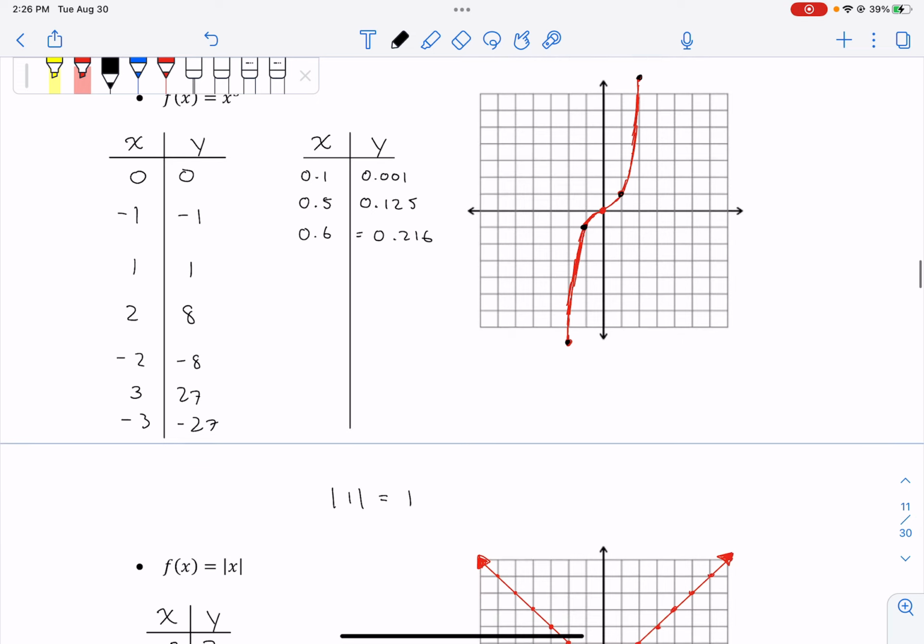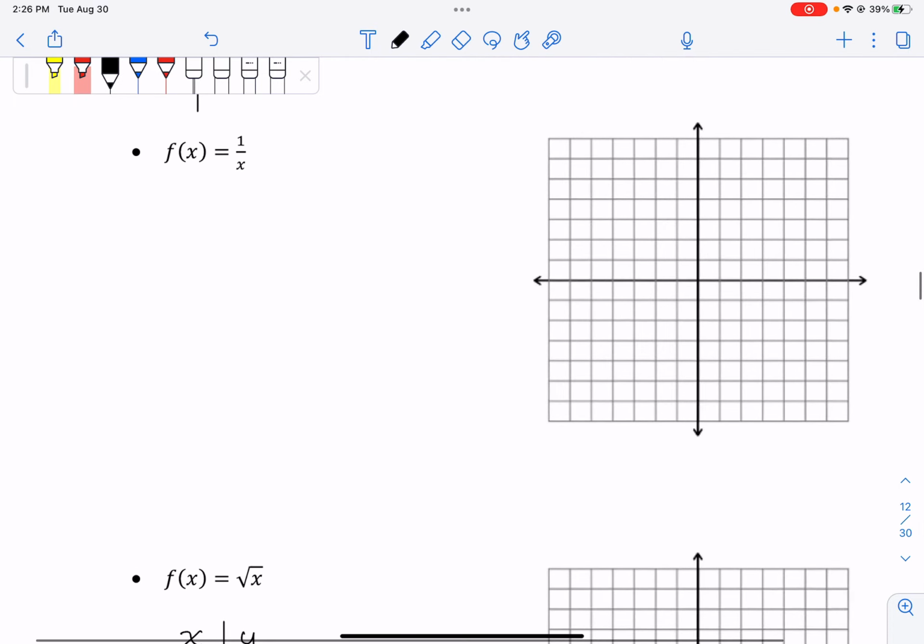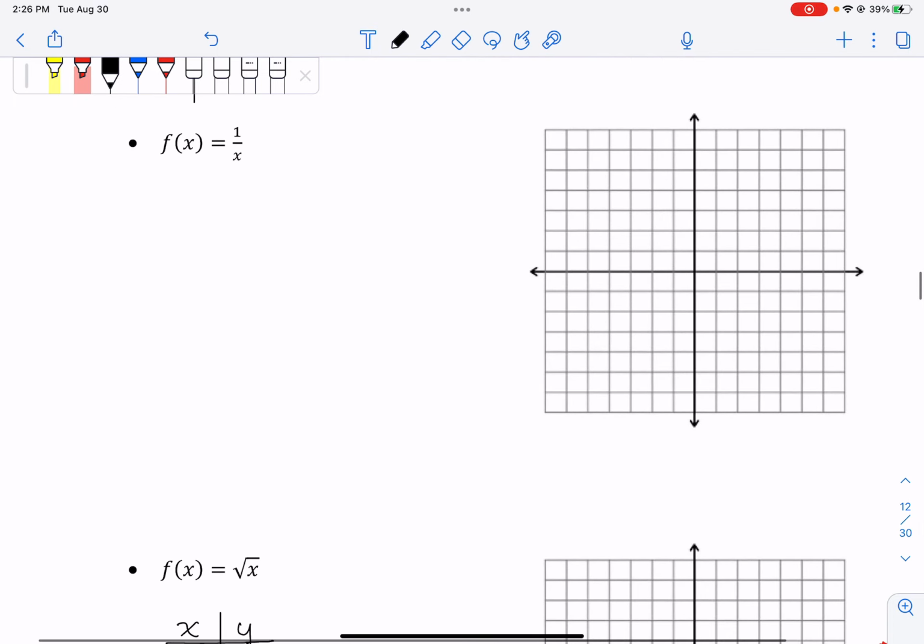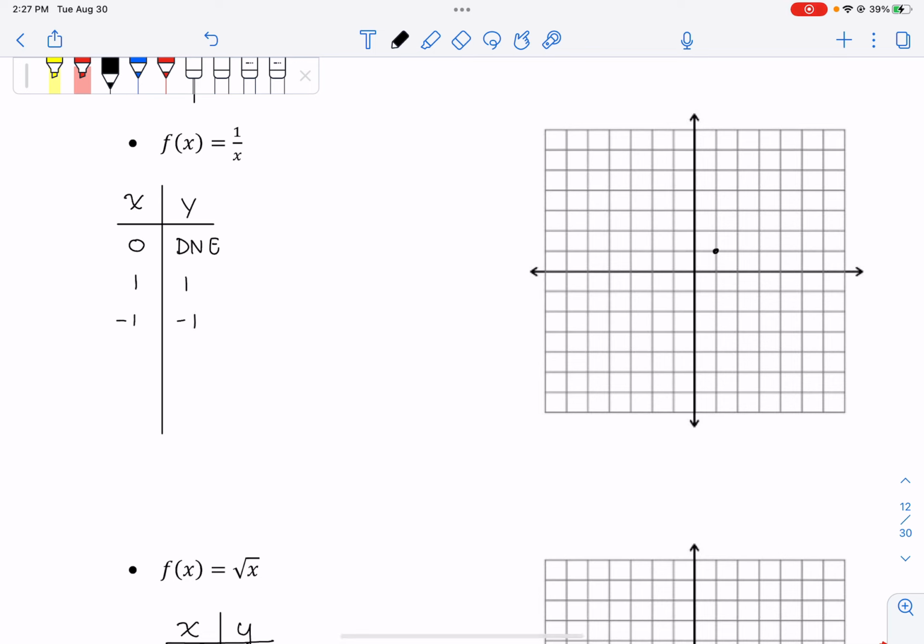And the very last thing, f of x is equal to 1 over x. So if we plug in x, if we plug in y, very similar to the x cubed graph, you're not going to really like what you see. So first, if you plug in 0, you cannot have 1 over 0, so it does not exist. If you plug in 1, 1 over 1 is 1. If you plug in negative 1, 1 over negative 1 is negative 1. So there's technically only 2 points you can plug for now. Here, and here.